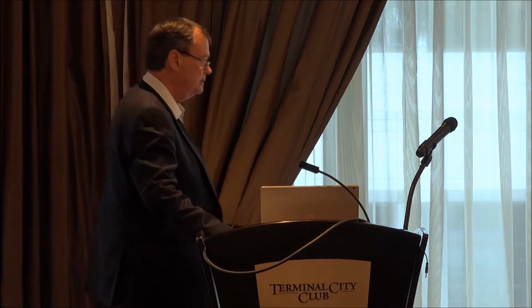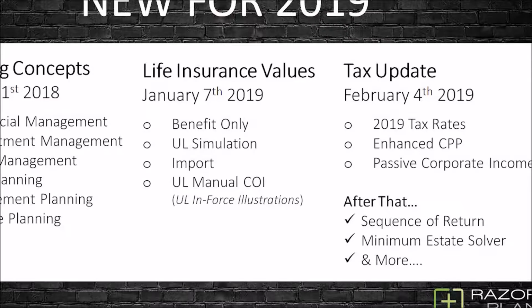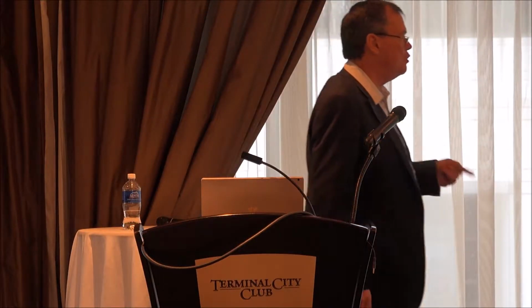And then finally, we're coming out with our tax update. It includes 2019 tax tables, enhanced CPP calculations. And I do not believe you will get those calculations from any other software program for months, even if you get it this year, because they do not exist anywhere that you can find them on the internet. The second thing is we've added passive corporate income.